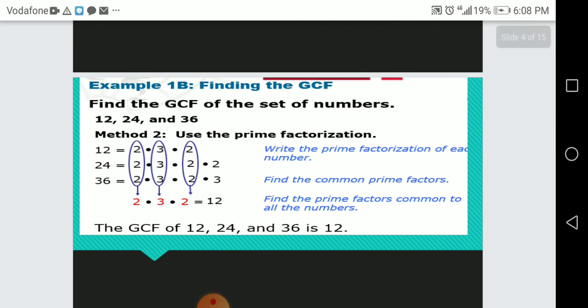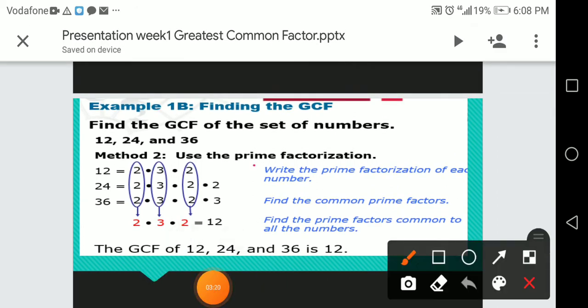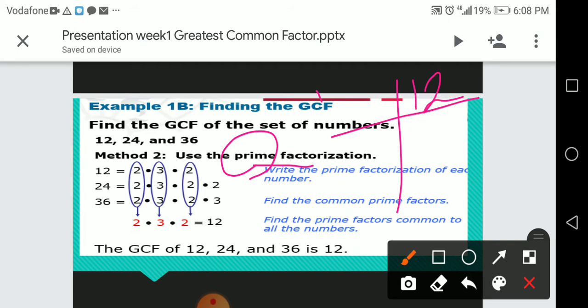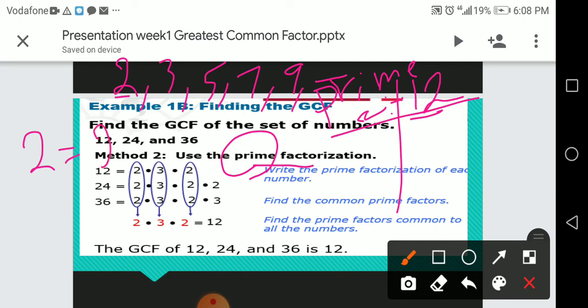And I have another method, it's called by using prime factorization. What is prime factorization? I'm going to use the prime numbers. So if I want to make a prime factorization for number 12, I will divide the 12 by prime numbers. Remember the prime numbers: 2, 3, 5, 7, and so on. A prime number is a number which has just 1 and itself as factors. So this is called what?